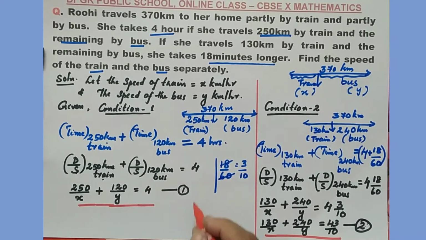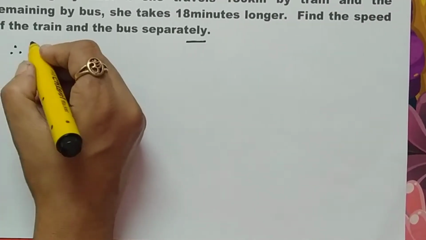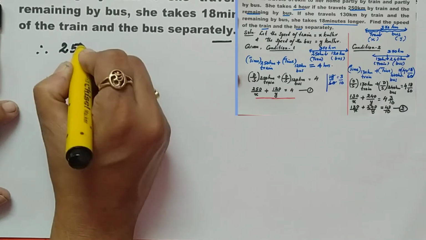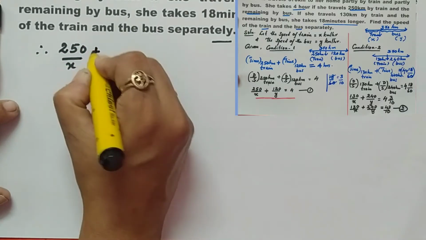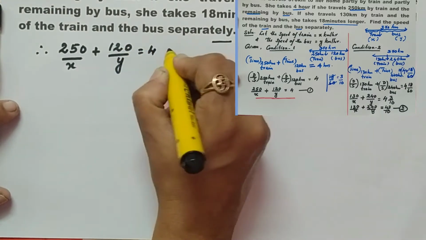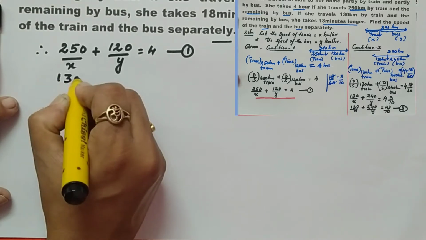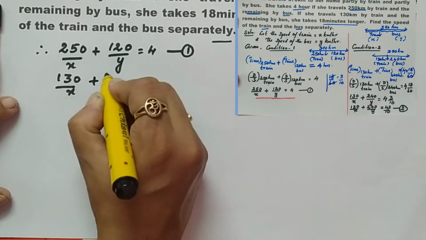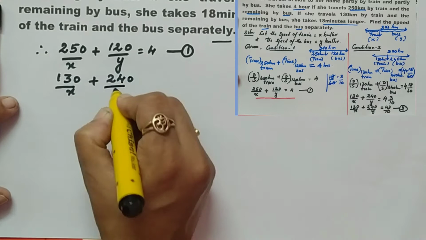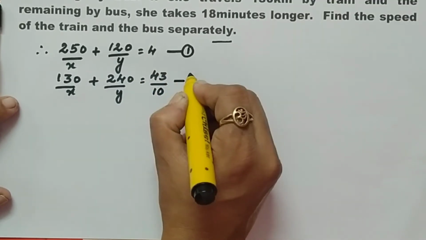Now I am going to solve equation 1 and equation 2. 250 by x plus 120 by y equal to 4. This is your equation number 1. And 130 by x plus 240 by y equal to 43 by 10. This is equation number 2.